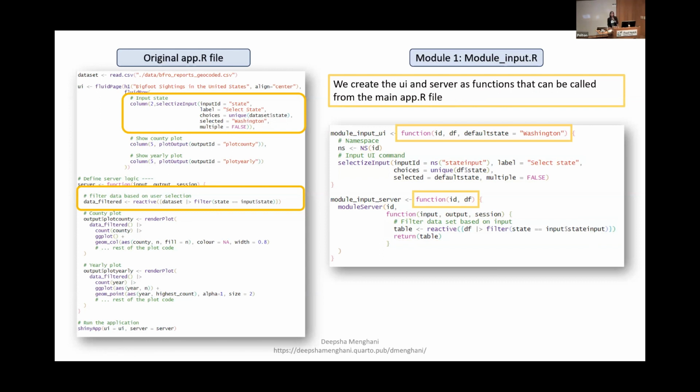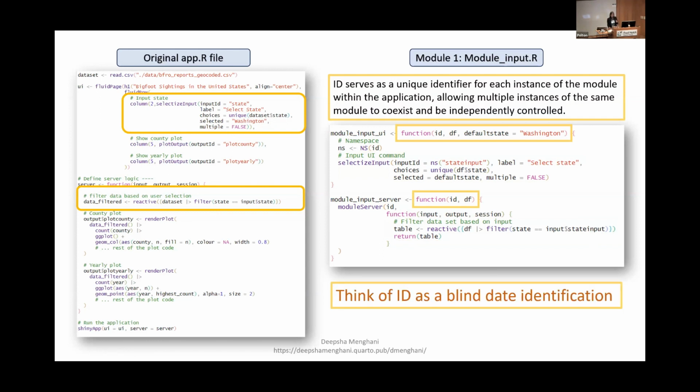The second difference I want you to think about when you're thinking modules is the ID that you give as an input in your function. Now think of ID as a blind date. From the app.R file, you say, hey, UI, go create a dropdown. UI is like, cool, I'm going to create a state dropdown. On the server side, you say, hey, go filter the data. The server's like, wait, where do I find what state was selected? The UI is like, I'm going to be holding a red rose. You're going to find me like that.